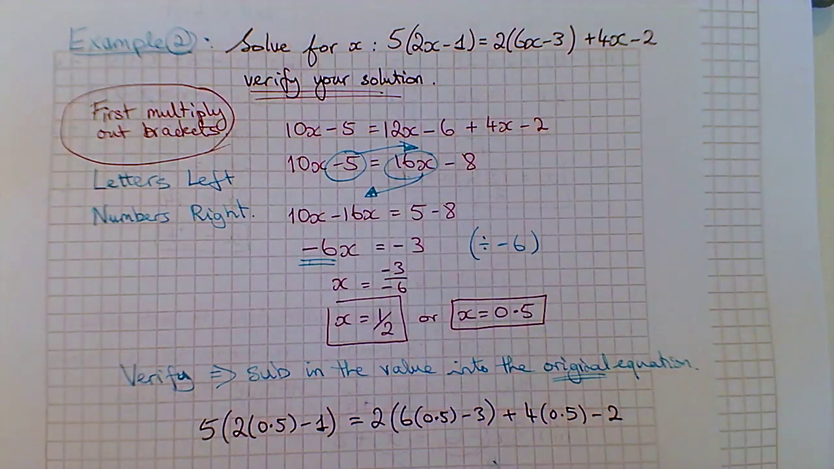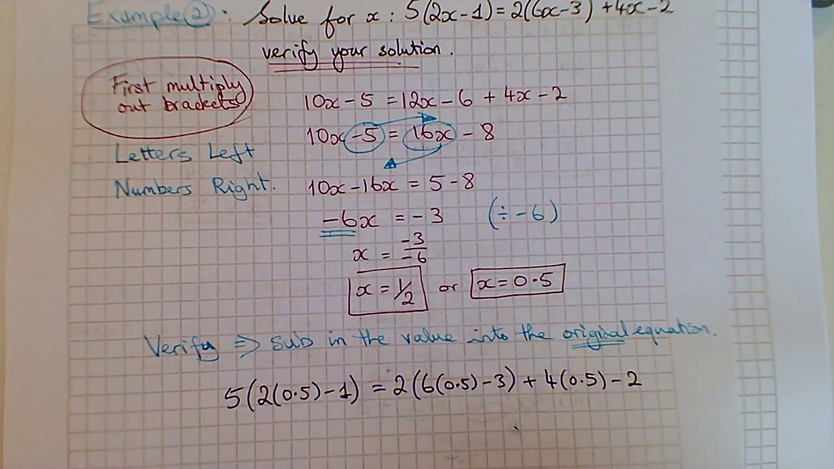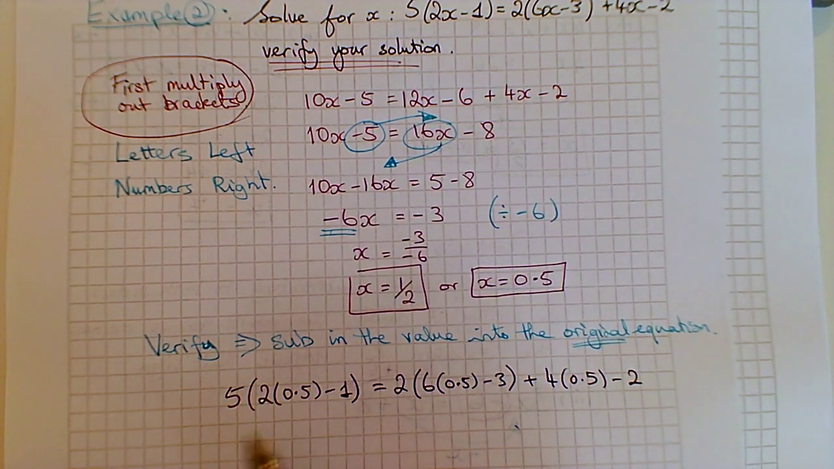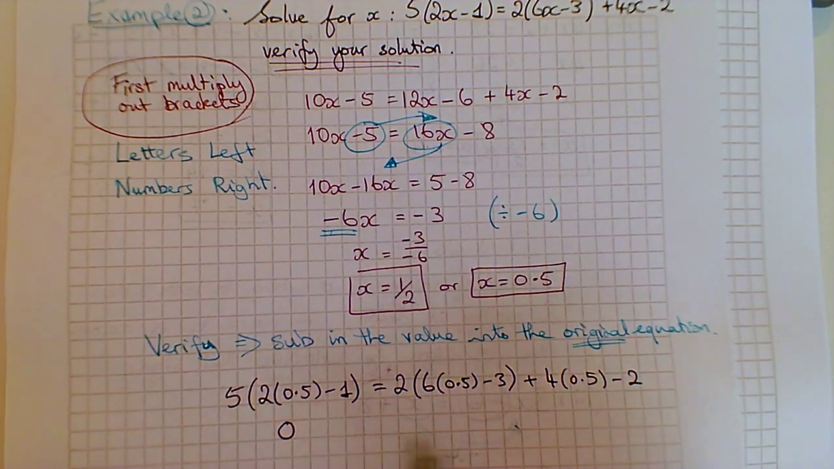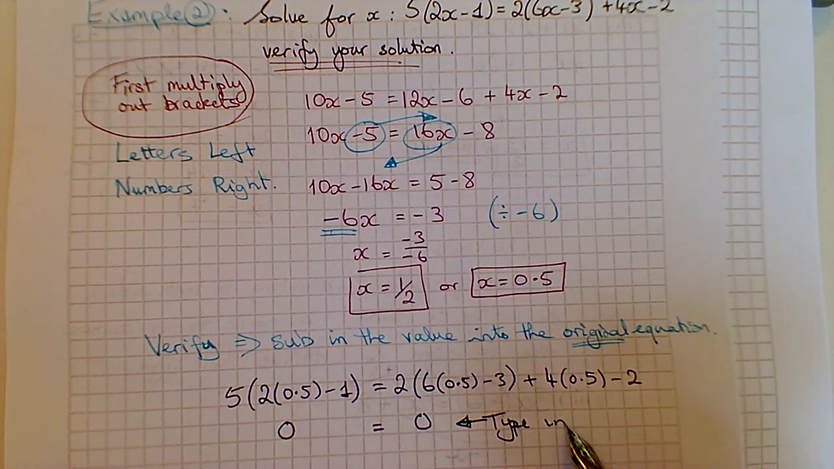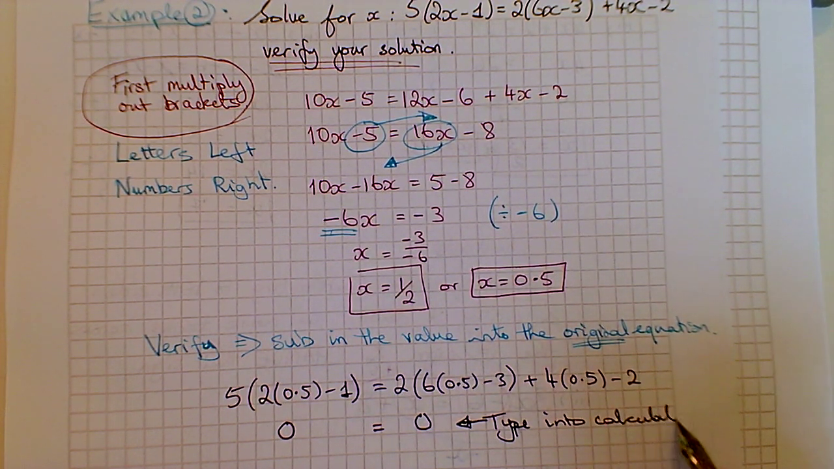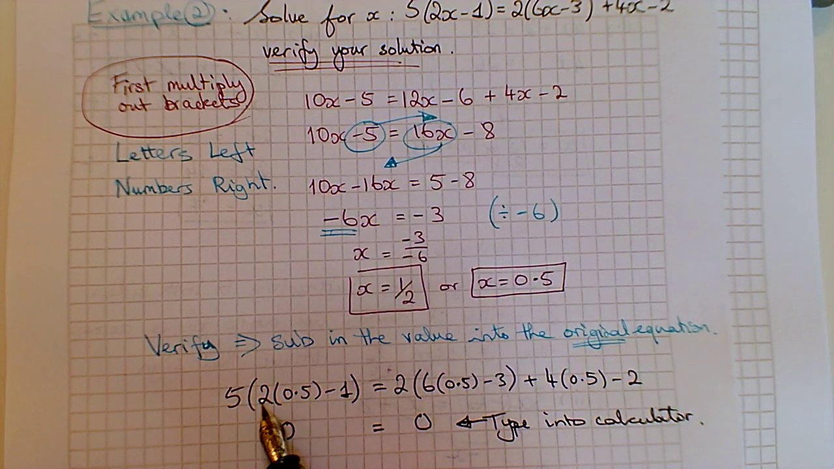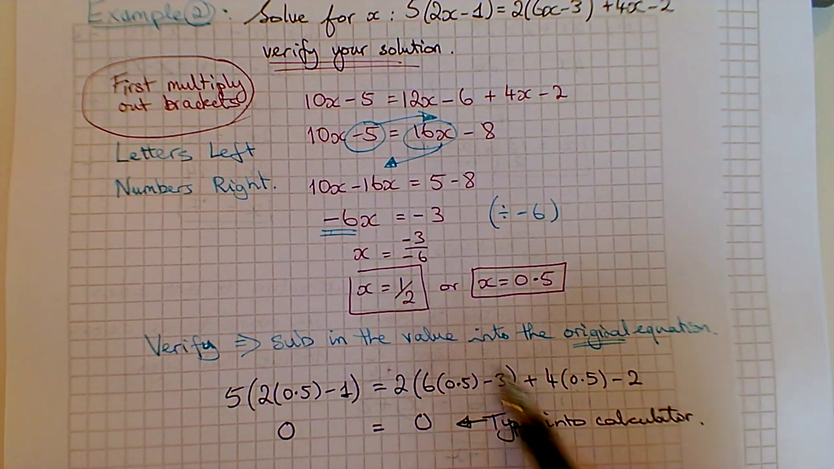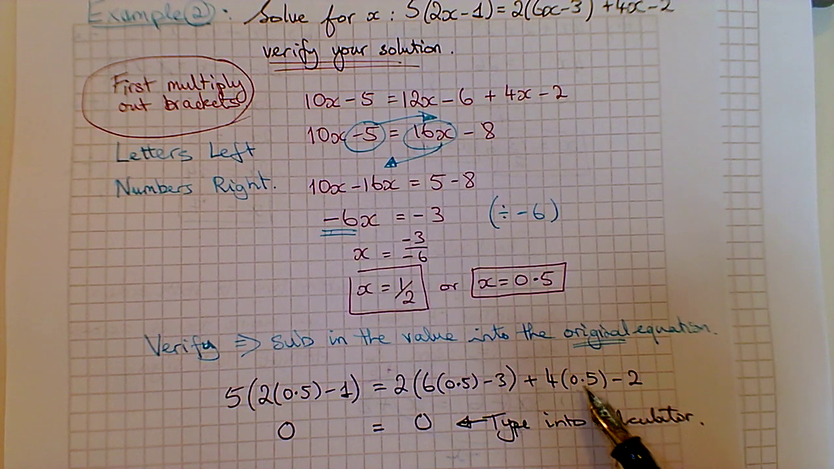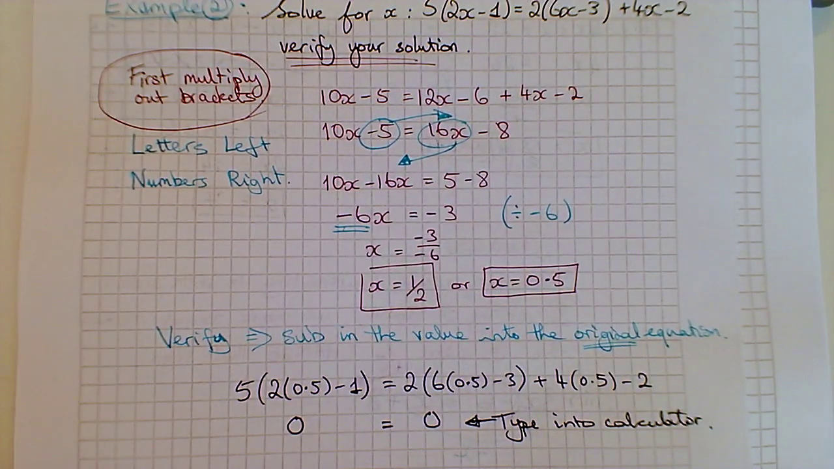Now, it is enough to just type each side into the calculator and show that you get the same thing. So I would like you to do that yourselves. Here we're going to have 0 on this side, and on this side we're also going to have 0. So type these into your calculator and show that this is true. Or do it in your head. Here I've got 2 by a half is 1, 1 minus 1 is 0, 5 by 0 is 0. 6 by a half is 3, 3 minus 3 is 0, 2 by 0 is 0. 4 by a half is 2, 2 minus 2 is 0. Okay, so hopefully you can see that.